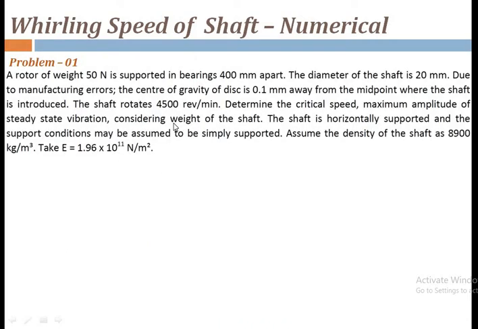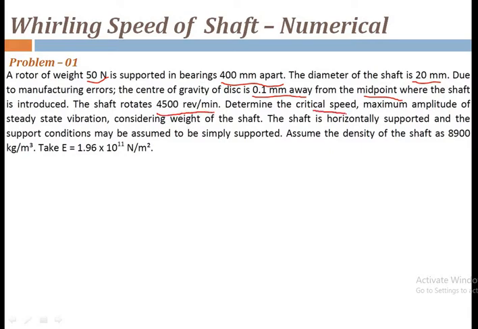Let's start problem 1. A rotor of weight 50 Newton is supported in a bearing 400 mm apart. The diameter of the shaft is 20 mm. Due to the manufacturing errors, the center of gravity of the disc is 0.1 mm away from the midpoint where the shaft is introduced. The shaft rotates at 4500 revolution per minute.